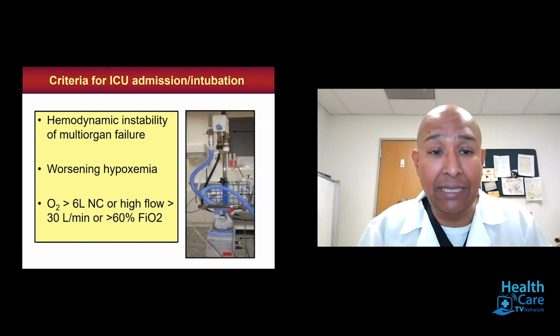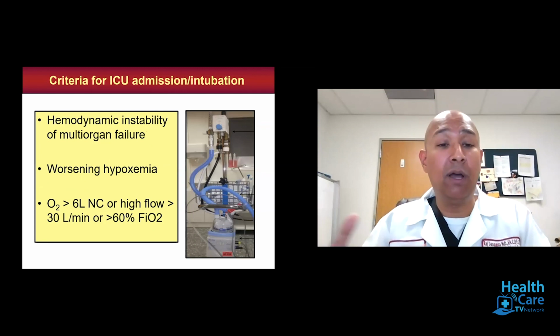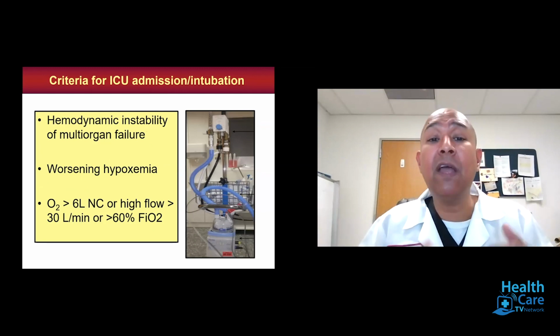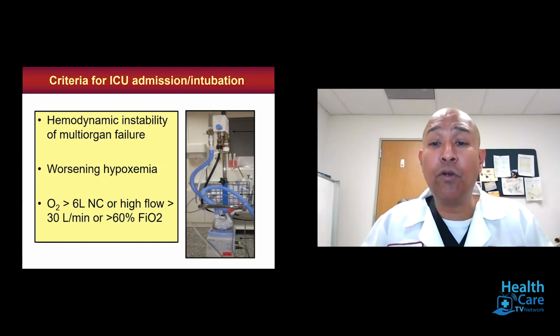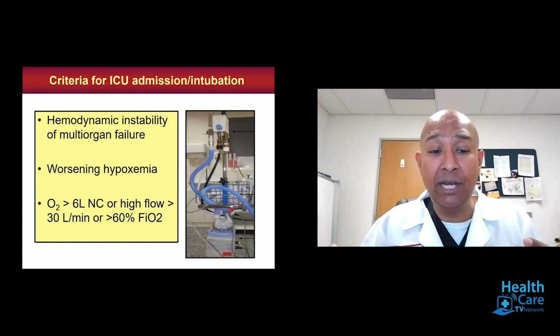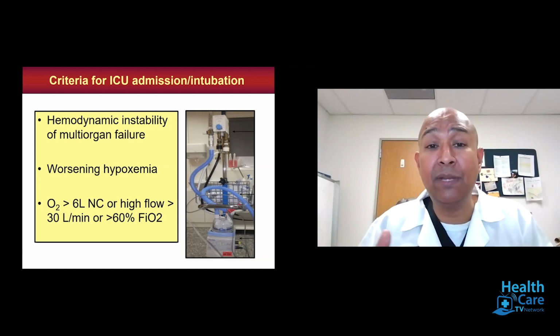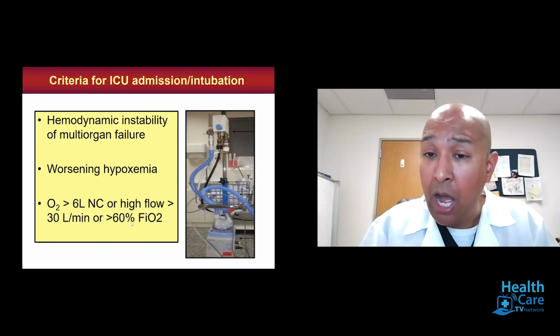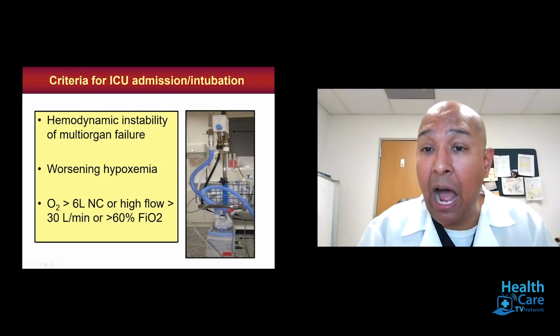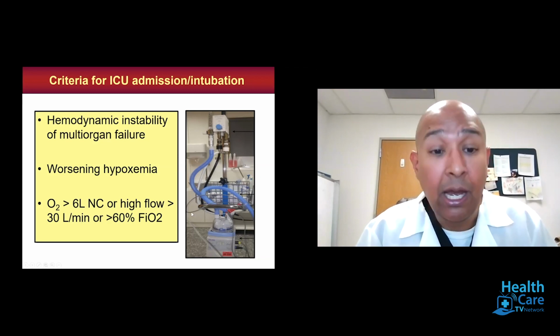If you're hemodynamically unstable, you have multi-organ dysfunction, if you have worsening hypoxia, or if you're on increasing oxygen requirements, if you're on the floor on 6 liters of nasal cannula, or if you're on the high flow with a combination of at least 30 liters per minute with an FiO2 of 60% or greater, hey, maybe this is something that needs to be evaluated by the COVID ICU team. I put a picture here showing what a high flow nasal cannula looks like.